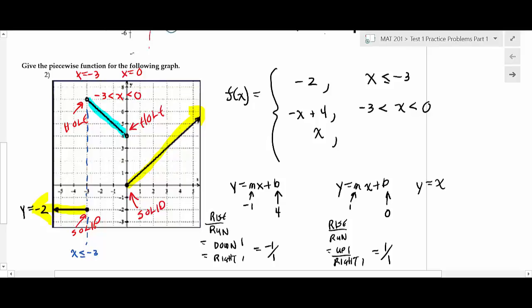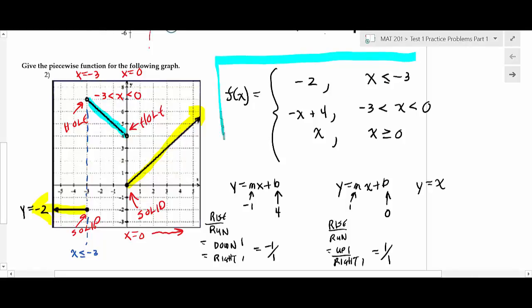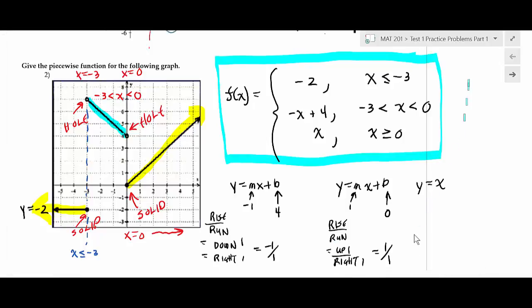And then this thing is being defined from x equals 0 and beyond. Okay? And then you have a solid dot there, so you're going to have to say x greater than or equal to 0. So that's piecewise function. So I want students in their background, since we do piecewise functions so much in calculus, particularly with limits, to be able to write or graph a piecewise function. So that should be the answer to the problem.